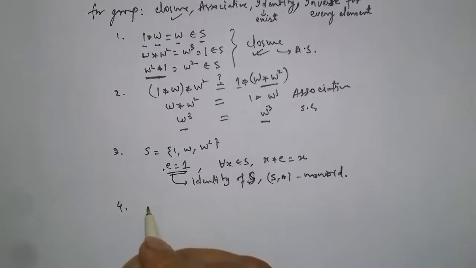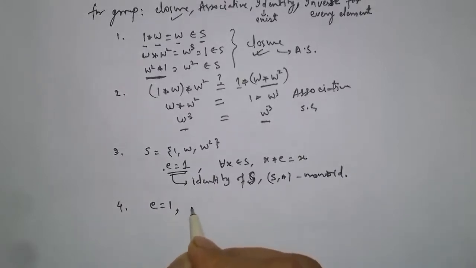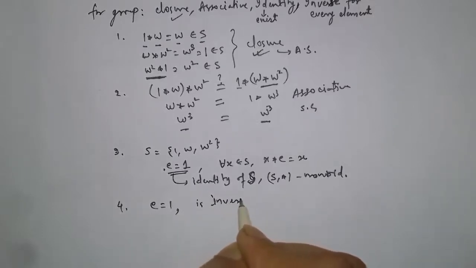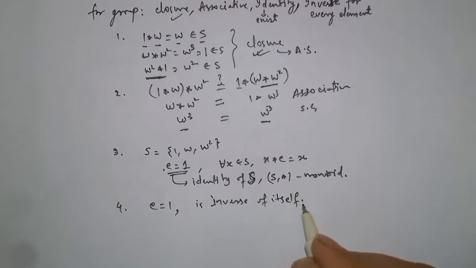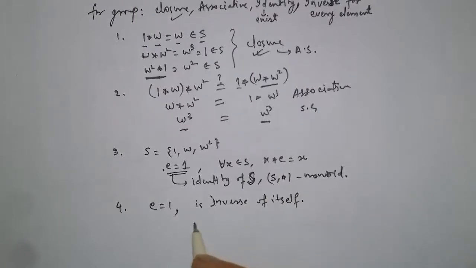Now we will check the fourth property, whether the inverse of every element is present or not. Since we know that the identity element is 1, the identity element is the inverse of itself. Every identity element is always the inverse of itself for any structure.